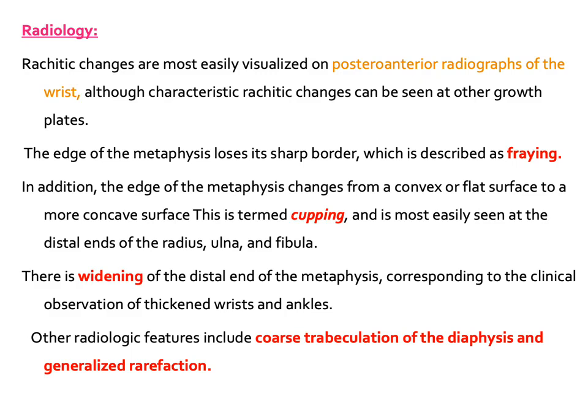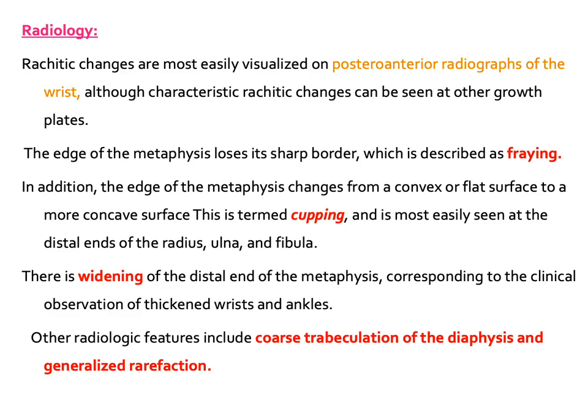There are specific signs. The edge of the metaphysis loses its sharp border, which is described as fraying. Fraying means like a frayed plastic. In addition, the edge of the metaphysis changes from a convex or flat surface to a more concave surface. This is termed cupping. We will see it in the X-ray. Cupping looks like a cup, becomes concave, and is most easily seen at the distal end of the radius, ulna, and the fibula.